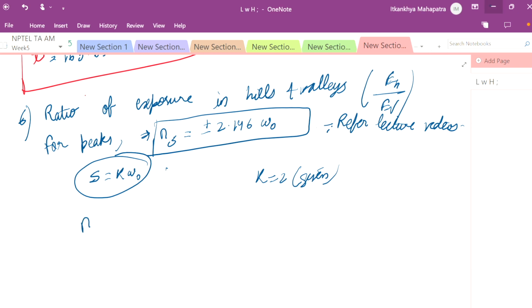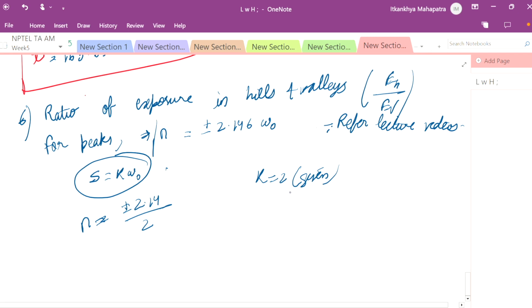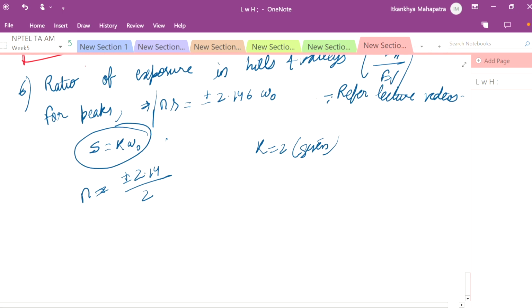Now here we know n is equal to plus minus 2.14 by 2. I'm sorry, I just wrote this differently. This is n. So this becomes plus minus 1.07.